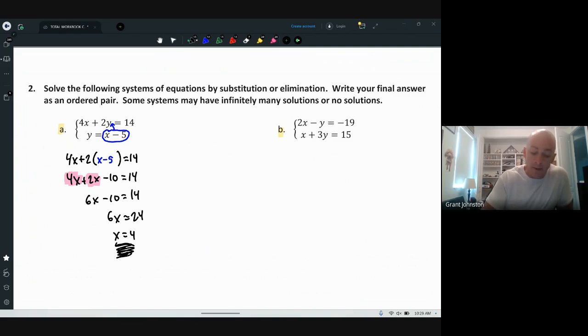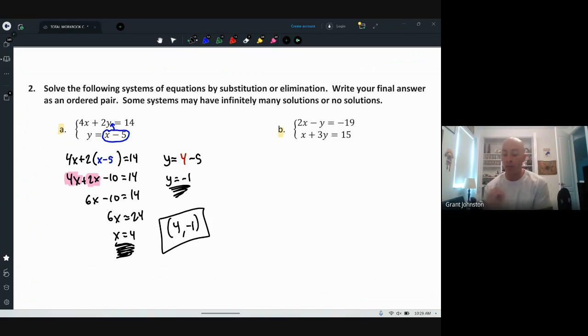Still have to get y. Well, y equals x minus 5. So y equals, we got 4 for x, so 4 minus 5 is negative 1. So the solution is 4 comma negative 1. So that one got a solution. As I'm saying, oftentimes they're going to have solutions.